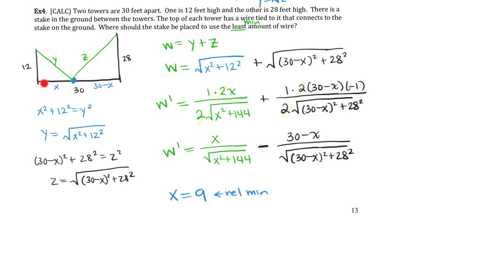Now, if you did your setup a little differently, I got that X is 9. 9 is the side closest to the 12-foot tower. If you had your X over here, 30 minus 9 is 21, you would have gotten 21. They represent the same thing.